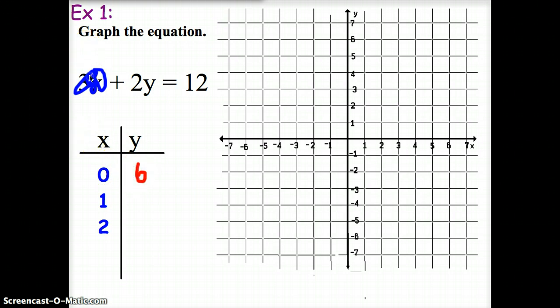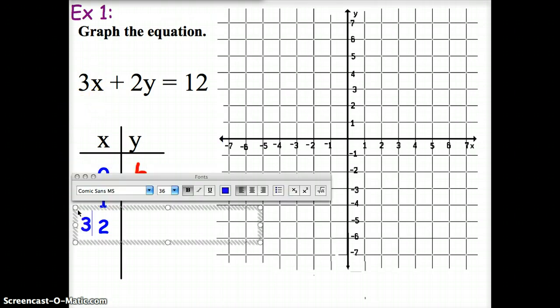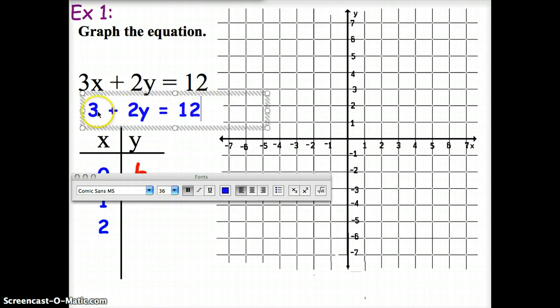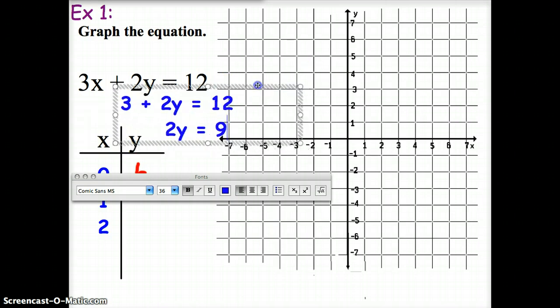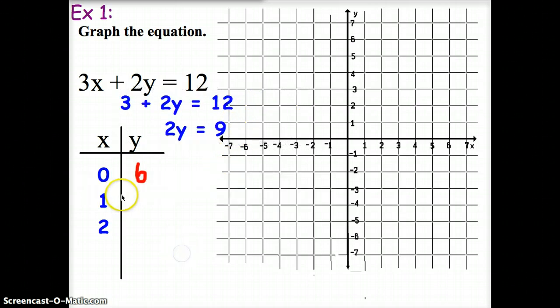Now let's put in 1. 3 times 1 is 3, so I'll have the equation 3 plus 2y equals 12. Subtracting 3 from each side, that gives me 2y equaling 12 minus 3 is 9. Divide each side by 2, and y is going to be 4.5. So when I input 1, my output is 4.5.